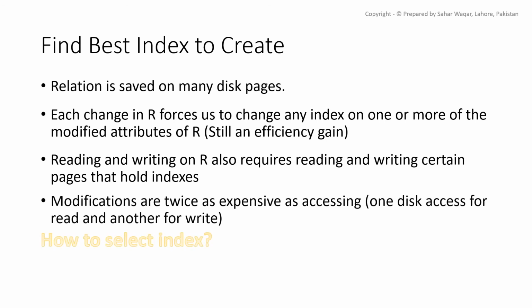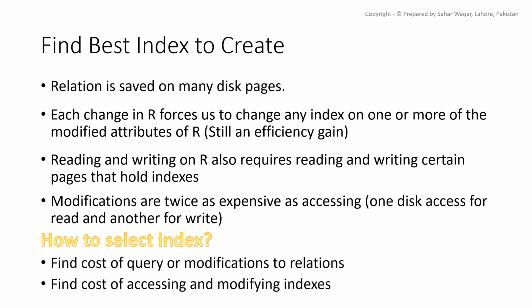Just like relations, the index file is stored and saved in the form of pages. Updating the index file involves loading index pages into main memory. This means that when modifications dominate in any application, then it would be costly to have indexes. There is a trade-off between search performance and update operations. To select an index, we need to check the cost of queries and modifications to relations, and of accessing and modifying relations. Only then can we make decisions. The one with lower cost wins.